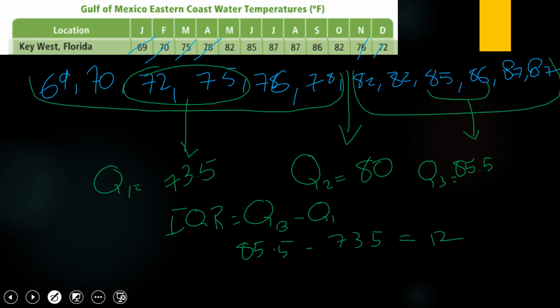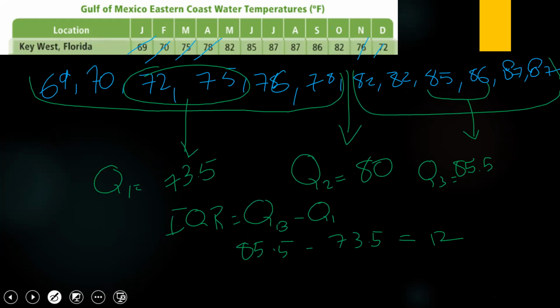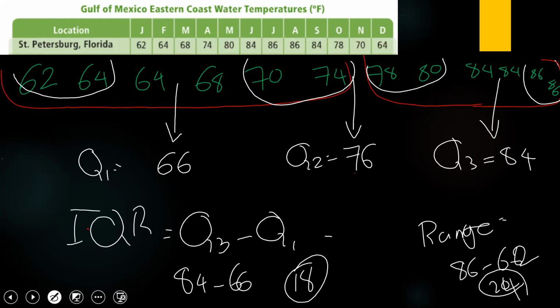Now look at the IQR for Key West, it is 12. And for St. Petersburg, it is 18. So which one shows that the temperatures are very far away from each other, or have the greatest variation? St. Petersburg or Key West? St. Petersburg, bravo, because the IQR here is 18. So that means they have the greatest variation between the first and third quartile.